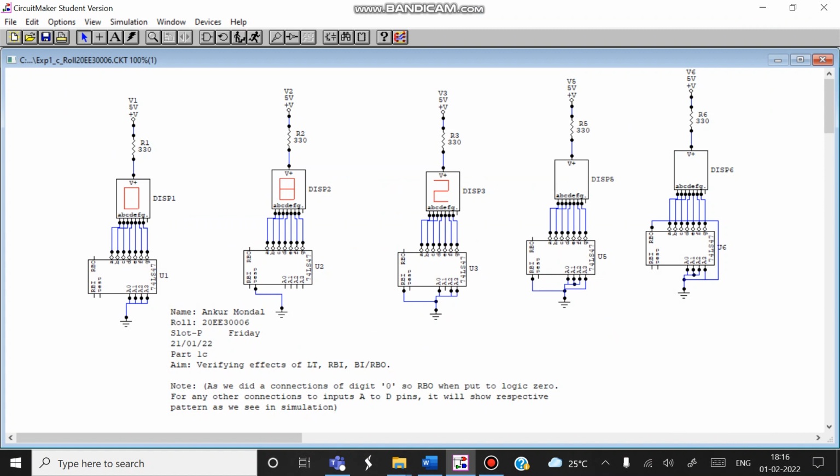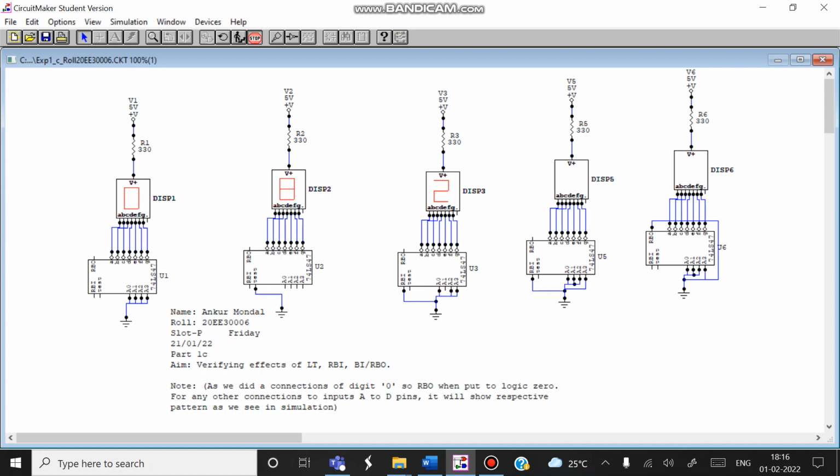Now I put the RBI in active low. As you can see, it is grounded. But you see that I am not showing 0 here. I have not put A1 as active low, so that is why it is showing a proper pattern. Let me run it. As you can see, it is showing a proper pattern because I have not tried to display 0 here.